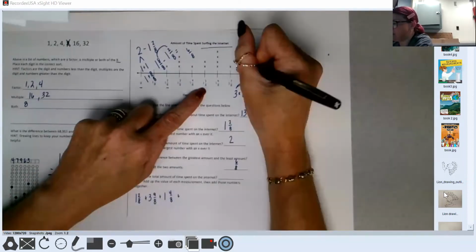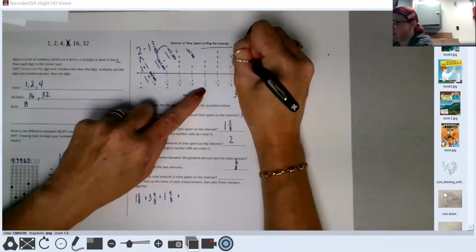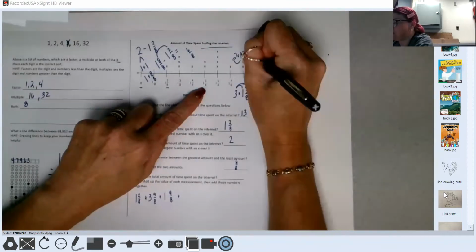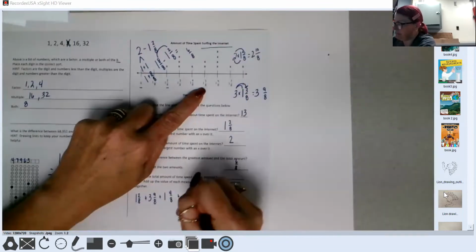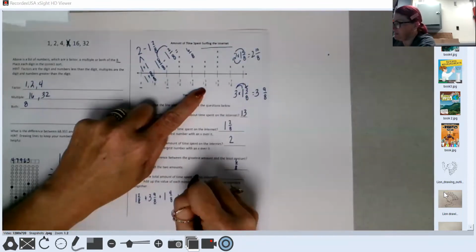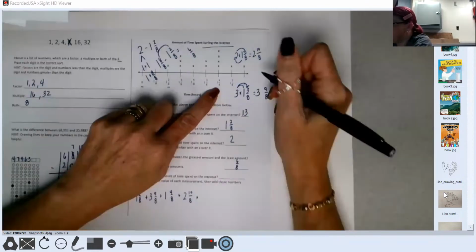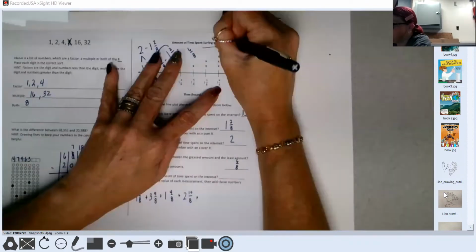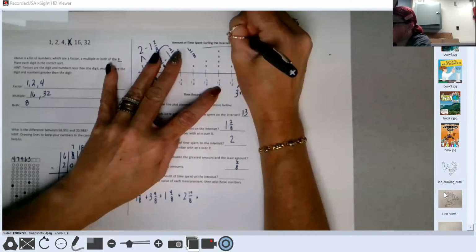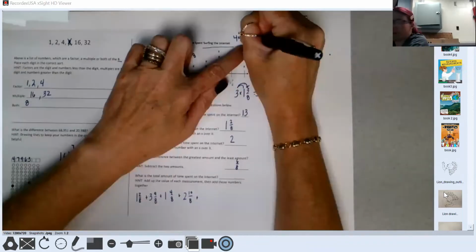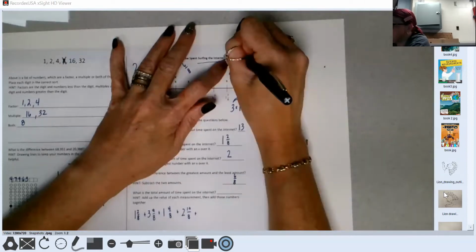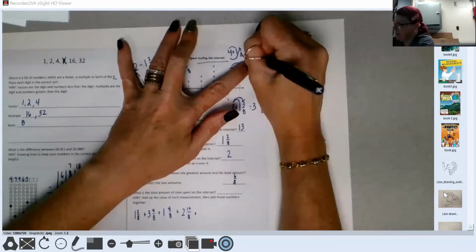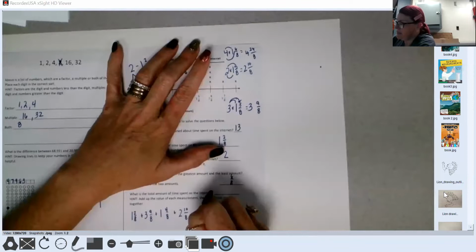So 2 times 1 and 5/8. 2 times 1 is 2. 2 times 5 is 10/8. So 2 and 10/8. Plus, I have 4 times 1 and 6/8. 1 times 4 is 4. 4 times 6 is 24/8. So 4 and 24/8.